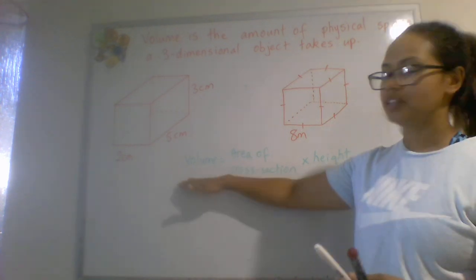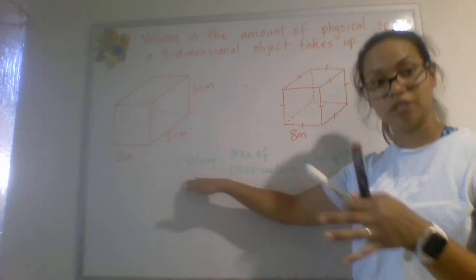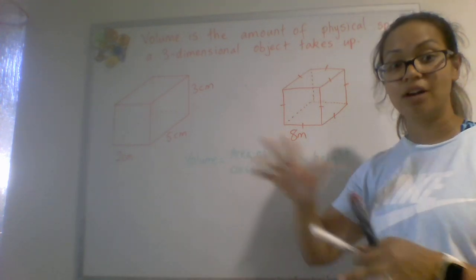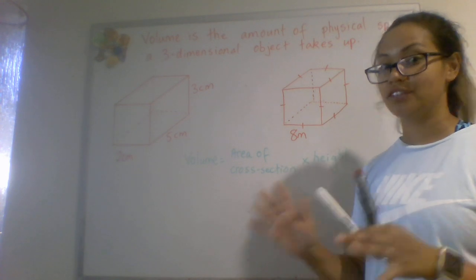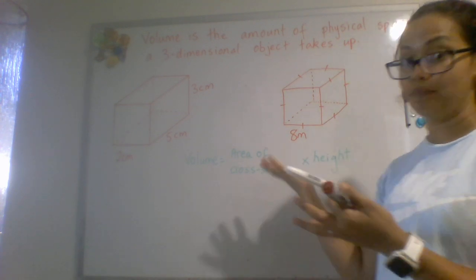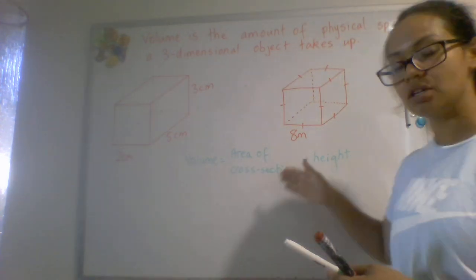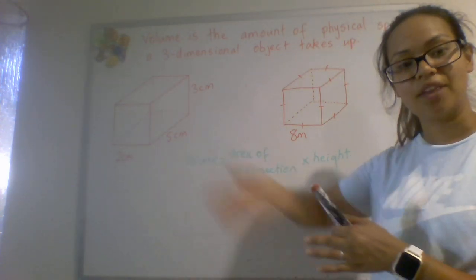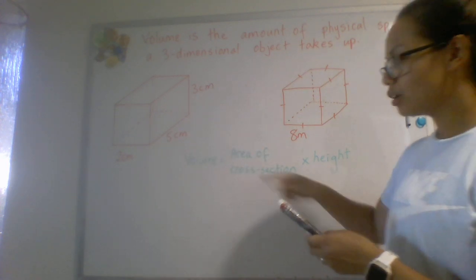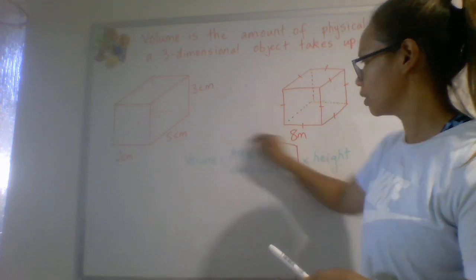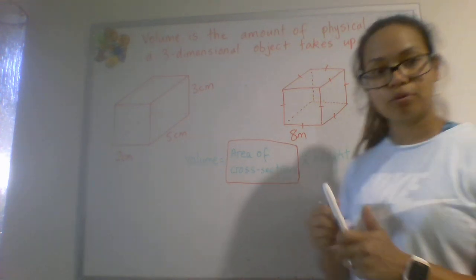Now the formula for this, a common misconception is people think it's just length times width times height, which is incorrect. That only works for certain shapes such as a cuboid, a cube, rectangular prism. So volume is the area of the cross-section times the height or that depth, that extra dimension. So cross-section, this part here, is the part of a prism.